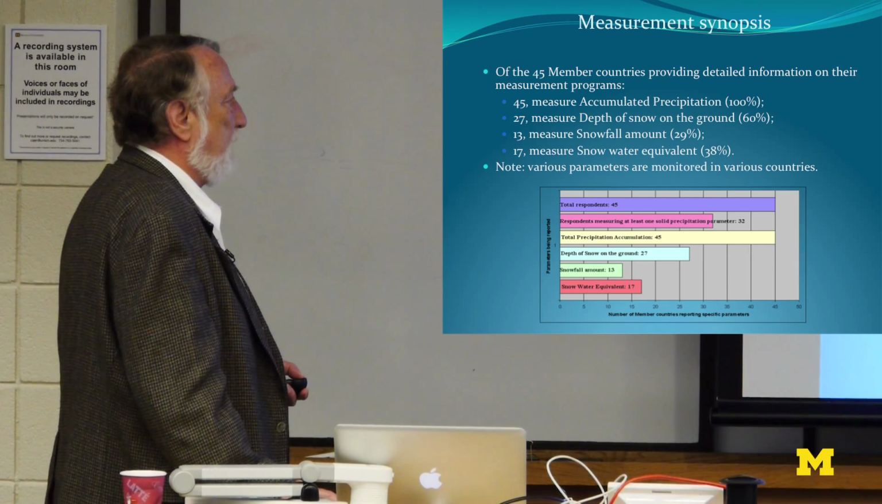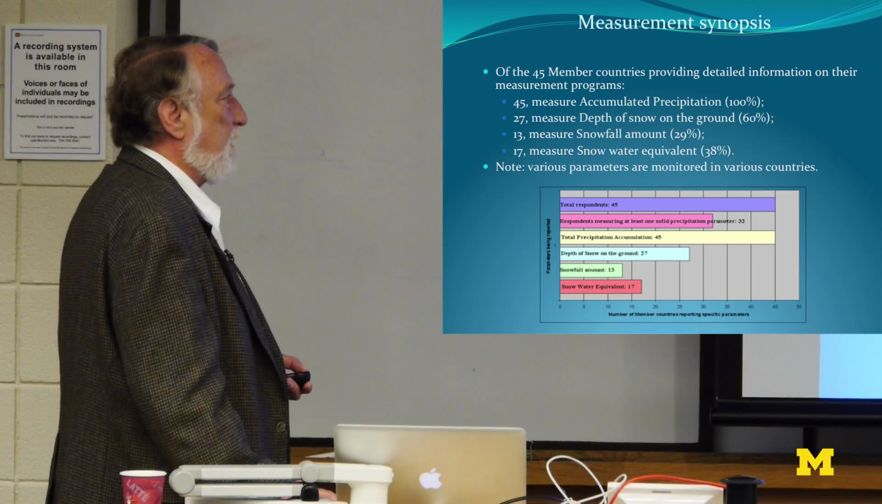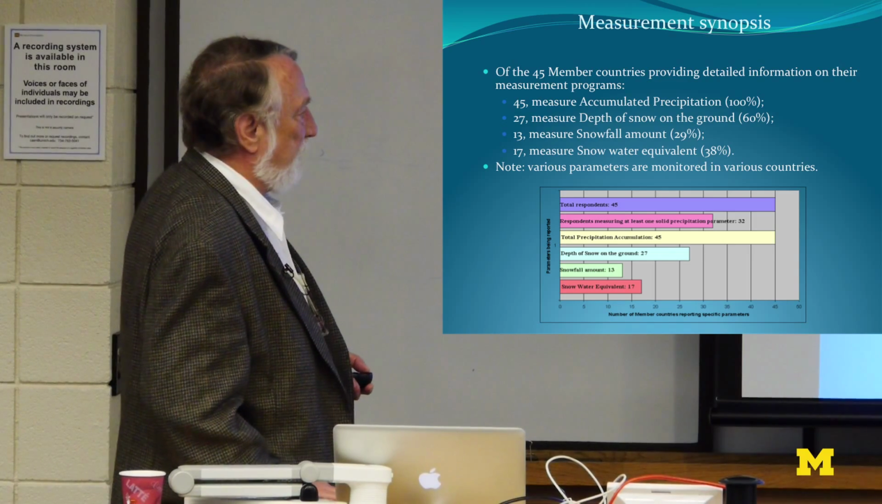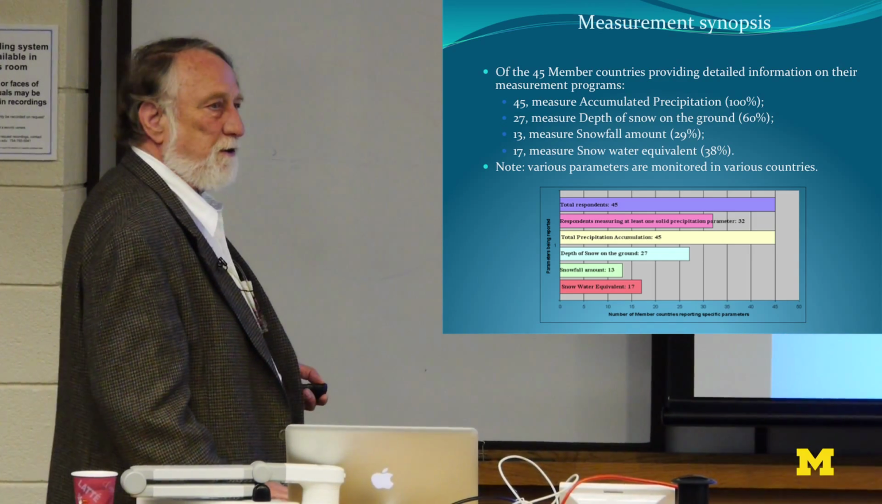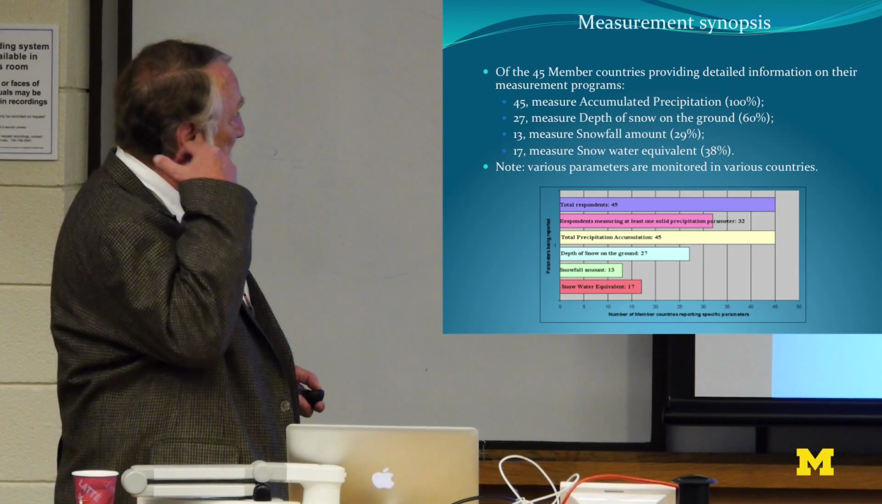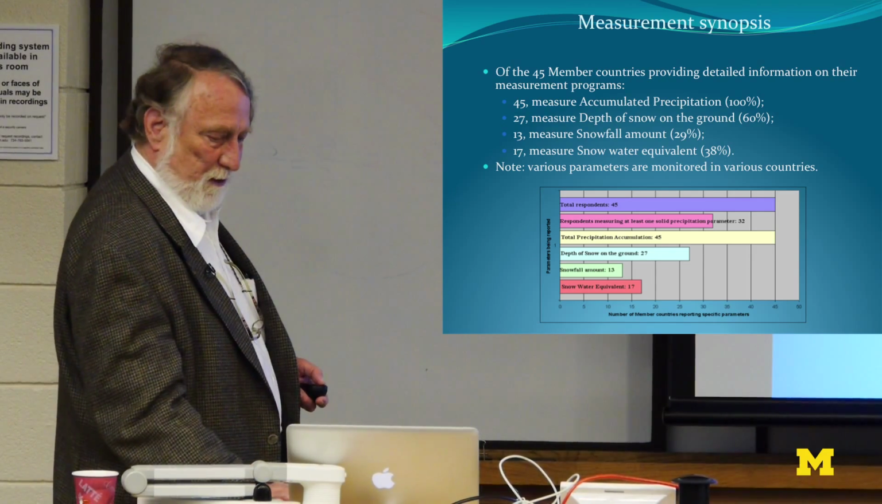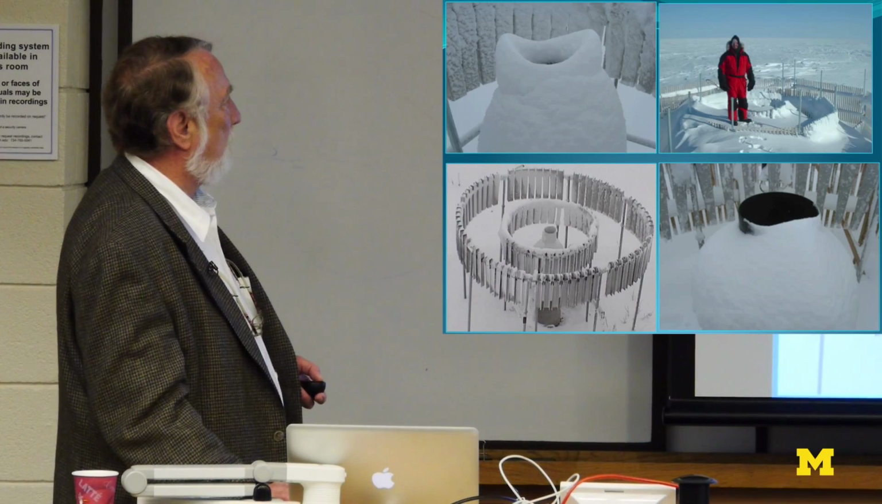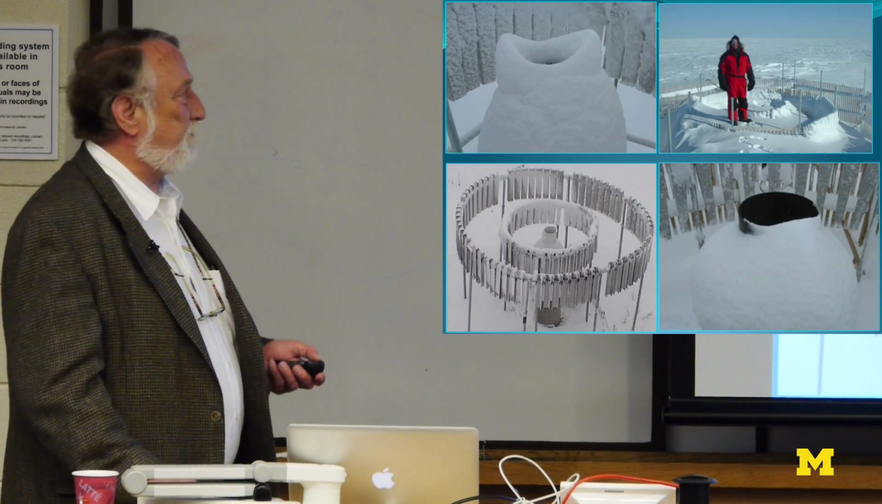And other respondents measured at least one parameter, but that could have been snow on the ground or snowfall amount. But the snow water equivalent is the one that we're really interested in, because that's going to give us a better idea of what the water budget is just due to solid precipitation. So this is why we're doing it.